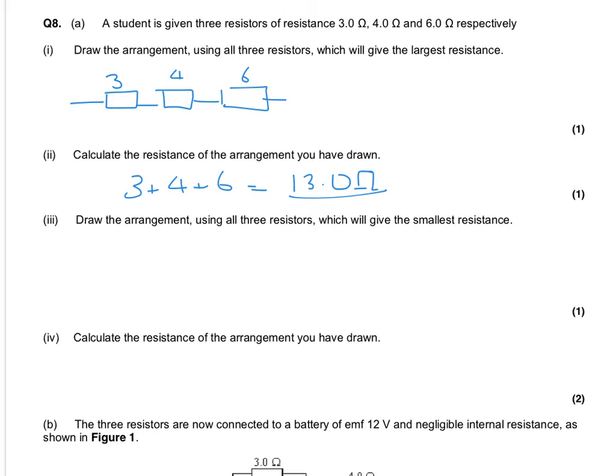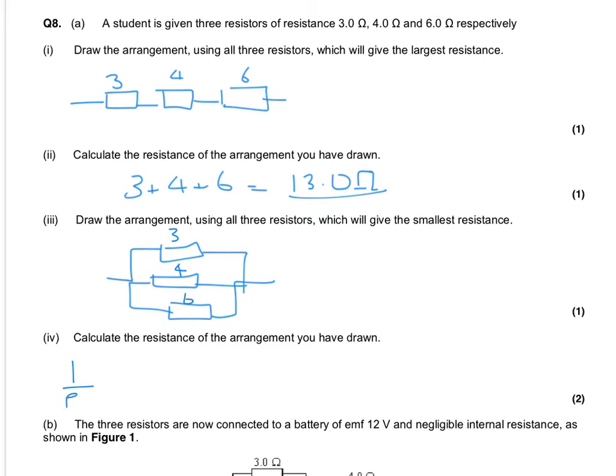So then it wants the arrangement which has the smallest. The smallest would be where there are the most pathways between them. So that means them in parallel like this. Very rough diagram. Something like that. And then we'll label the resistors in there like this. So then it wants us to calculate the resistance of that.